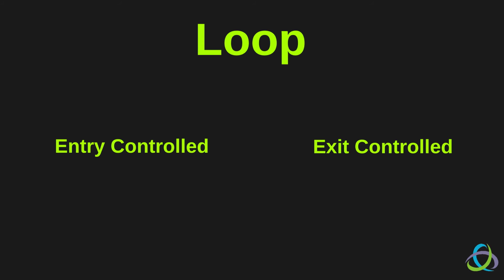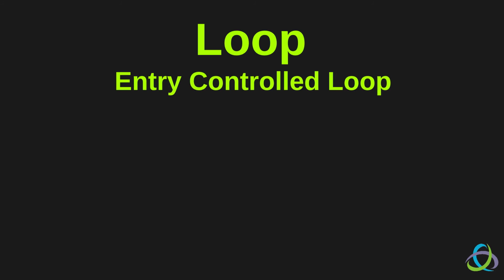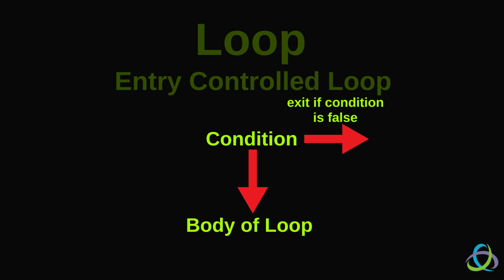Let's go through the different types of loops available in C. There are two types of loops that are possible, entry control loop and exit control loop. In an entry control loop, a condition is checked before executing the body of a loop. This is also called a pre-checking loop.